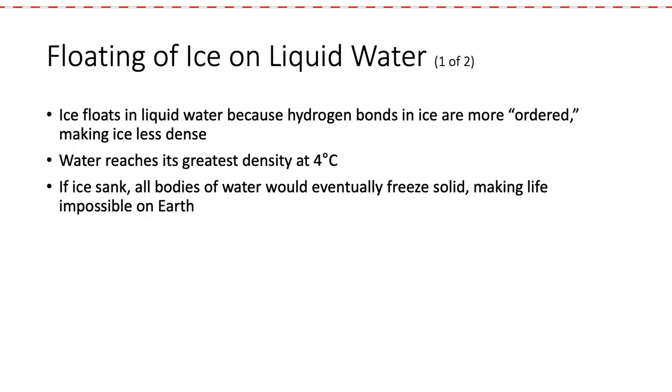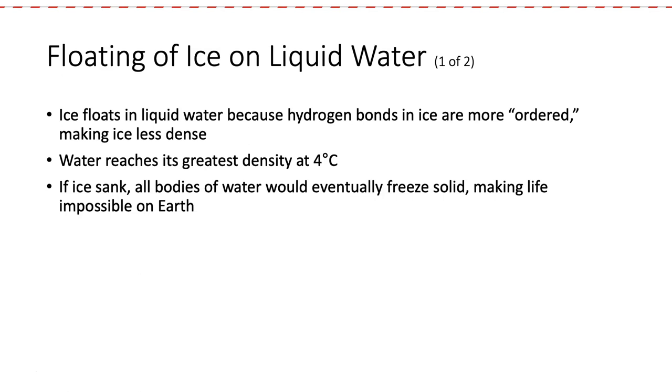We talked about how water, when it cools, becomes ice, and that is a very crystalline structure. We'll see that in a second. But one of the very interesting things about cold water, as opposed to anything else that freezes, is that solid water, ice, will float in liquid water because the hydrogen bonds in the ice are more ordered, they're more crystalline, and that makes the water less dense when it's frozen. Water reaches its greatest density at 4 degrees C, and that's very close to freezing.